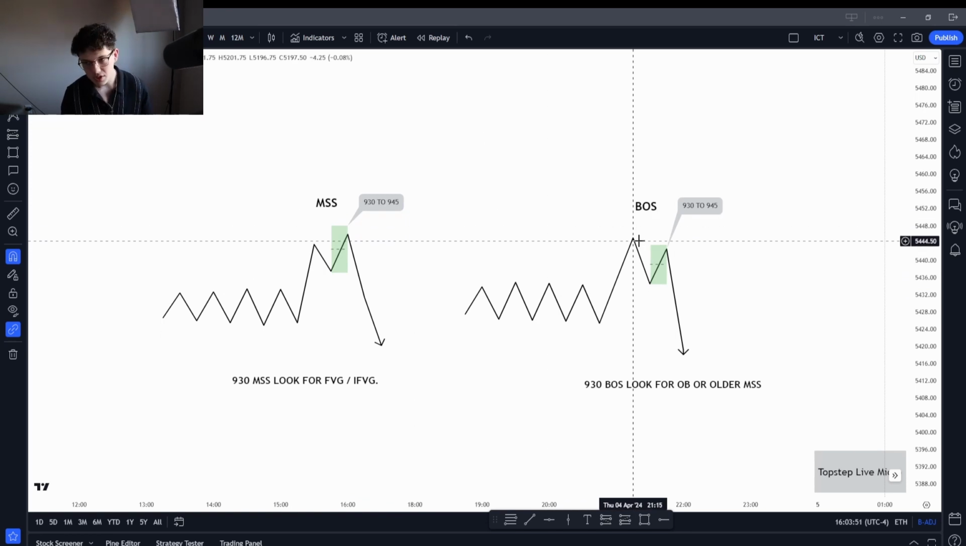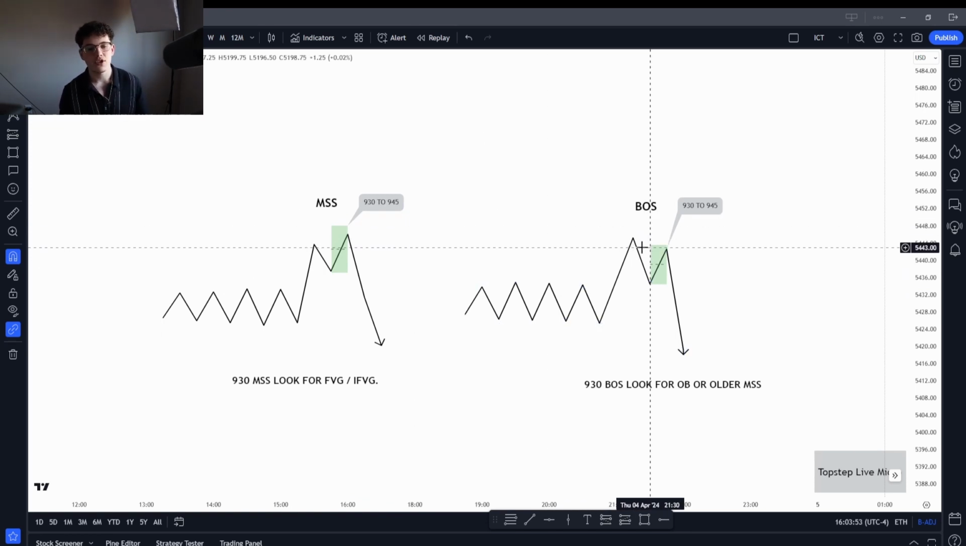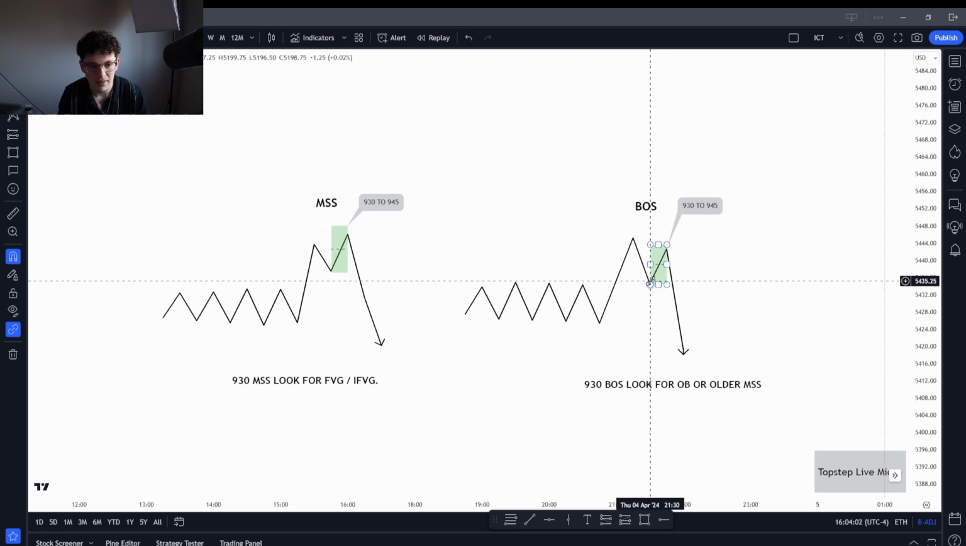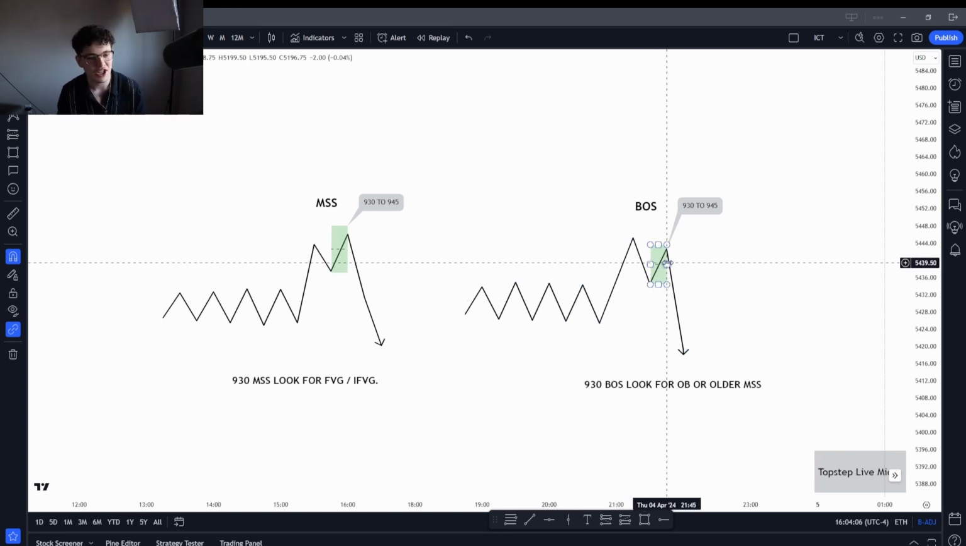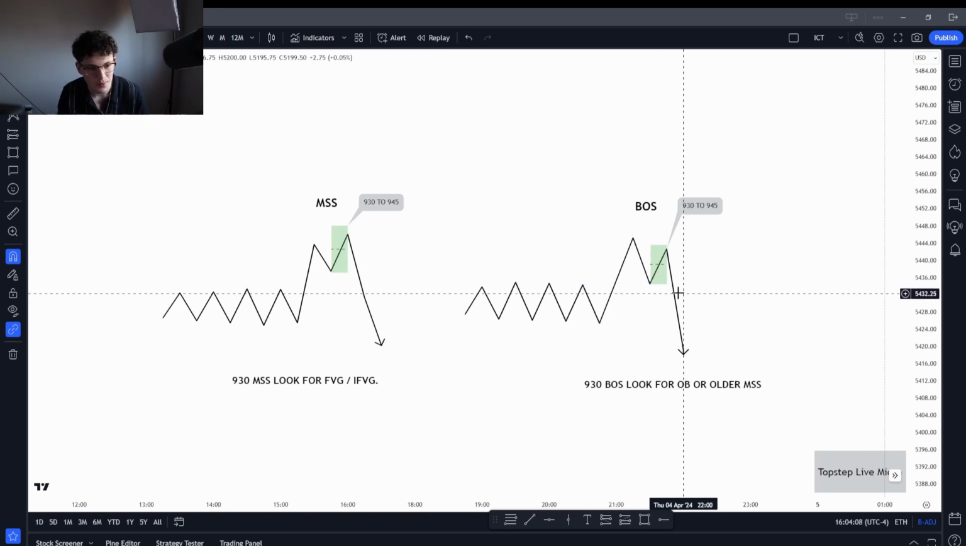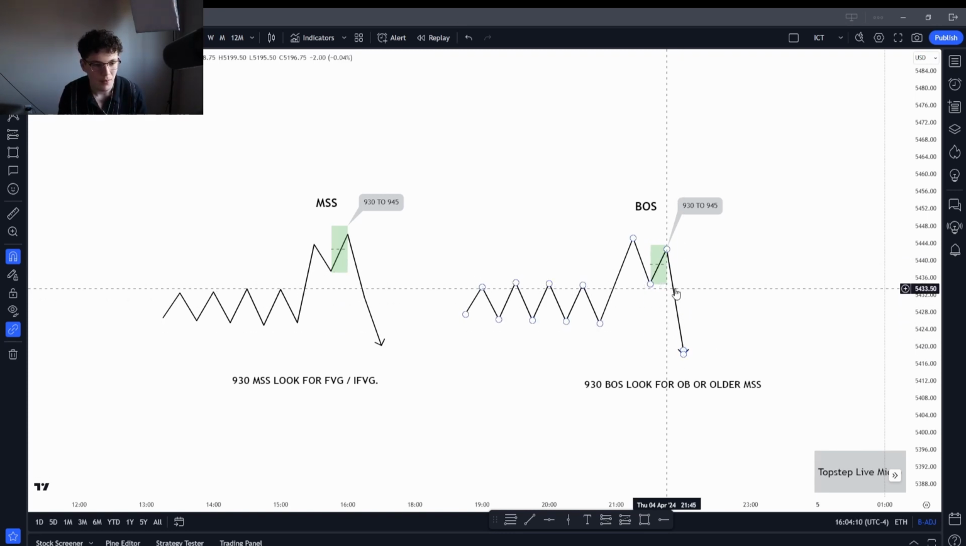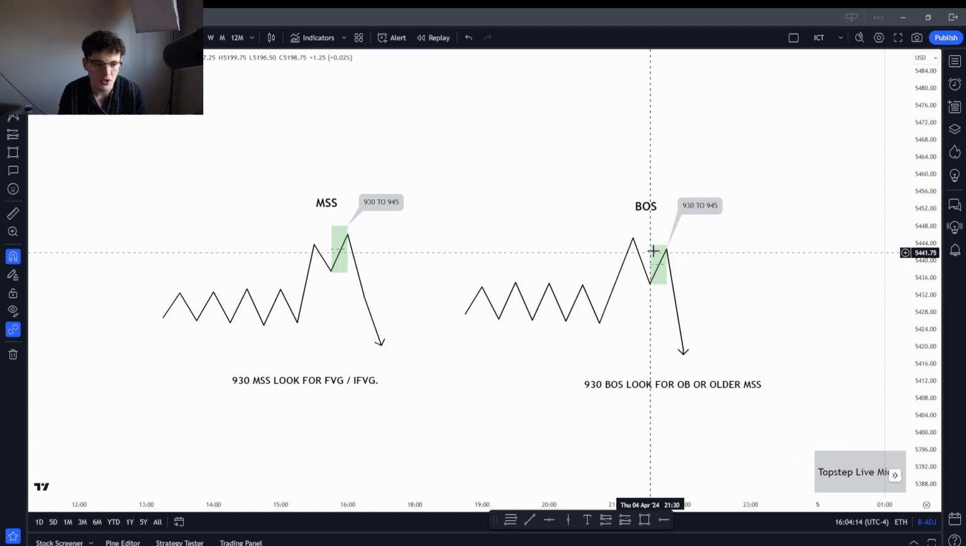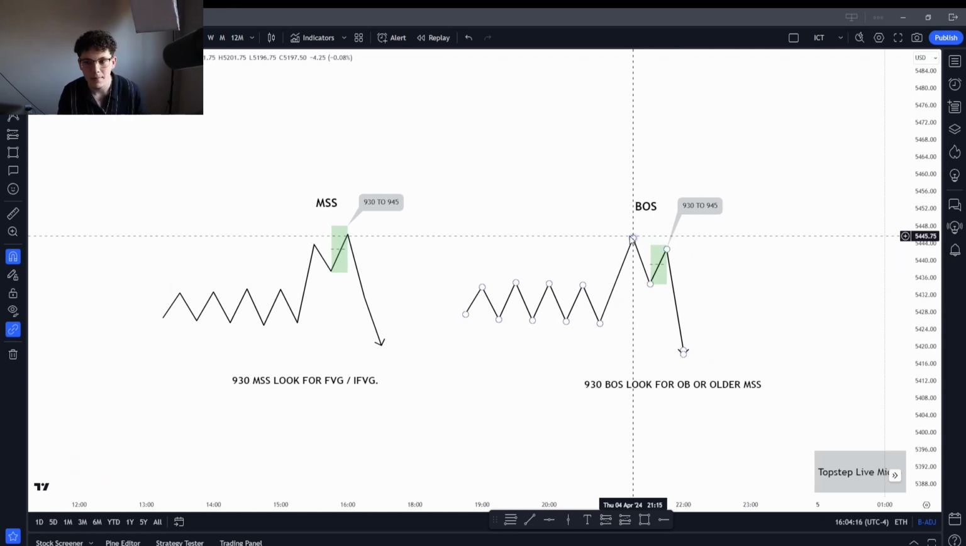With break of structure, it's a different story. With breaks of structure, you want to look for two things here. You want to look for order blocks and older market structure shifts. First, let's talk about order blocks. This time frame, this manipulation at 9:30, is an order block in itself. So you can catch that pyramid entry here when we retrace. I didn't draw it, but when we retrace back higher to the order block and then move lower, you can also catch an order block up here, which is what I did.